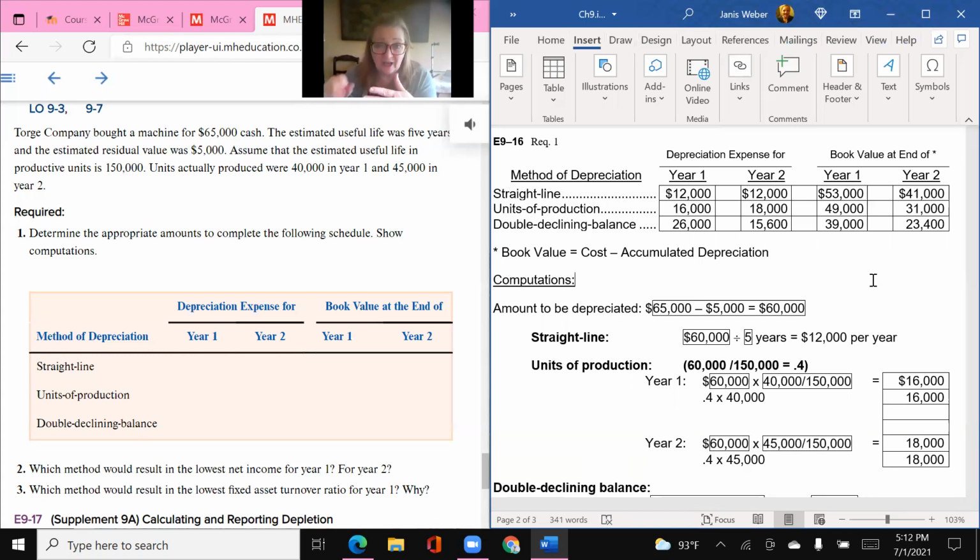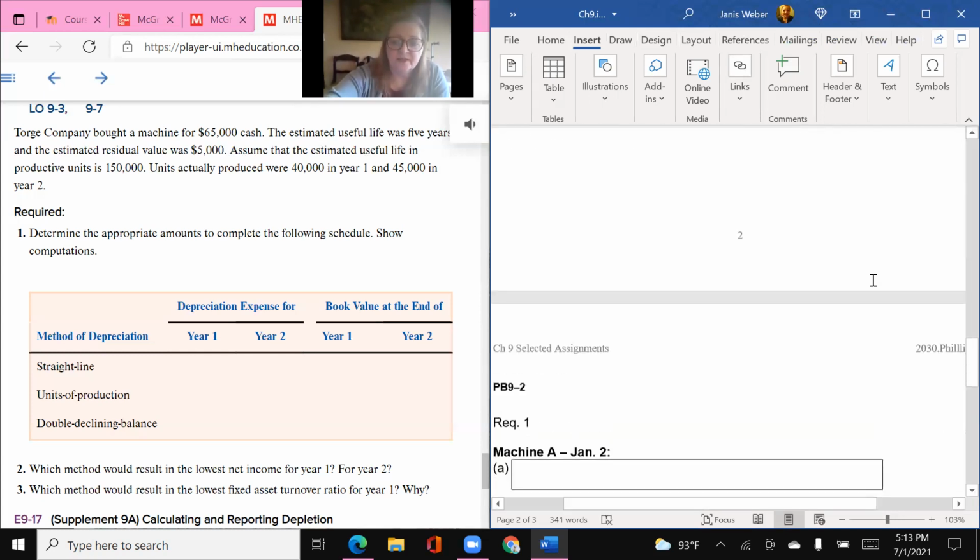So if you had T accounts or a ledger where you could see the end balance of each of these, then you would know what number you're working with for book value. Book value is what's posted to the T account and the balance sheet, okay? So you take the cost of the asset minus the accumulated depreciation, and that is the net book value. That is the book value also. That's the same thing. Okay, that's good.